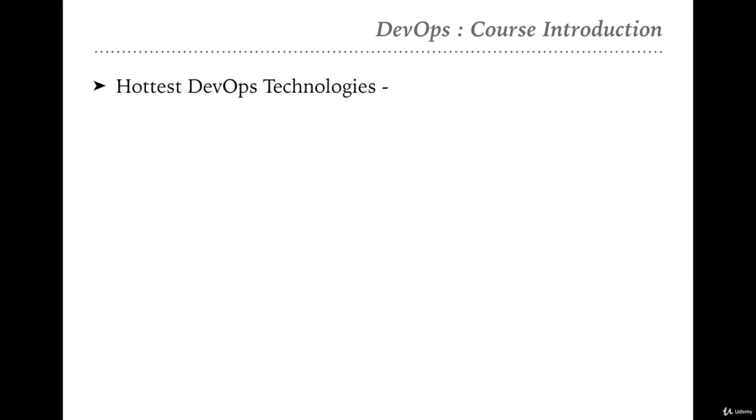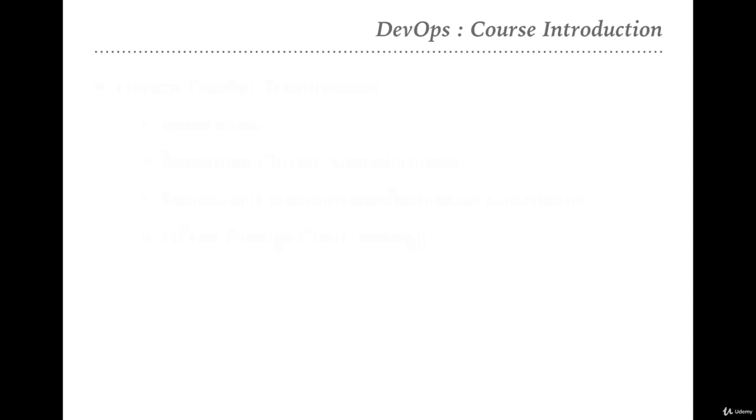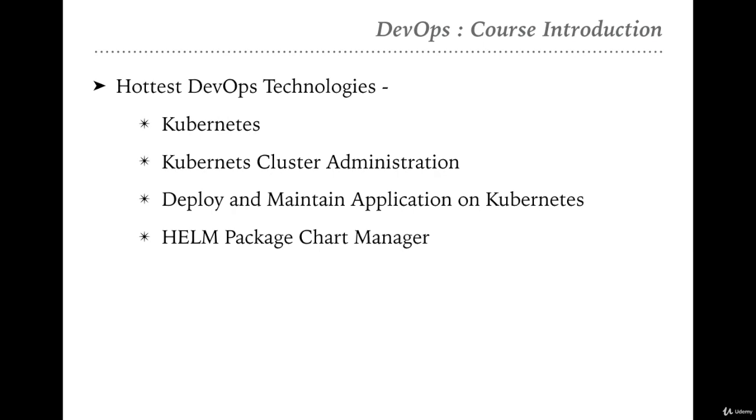Along with Docker, we will learn a few more technologies like Kubernetes, Kubernetes cluster administration, deploying and maintaining applications on Kubernetes, and Helm package chart managers. Inside Kubernetes, we will again work from the basics so that newcomers and beginners can also learn these technologies. We will see how we can set up Kubernetes on a local machine, on AWS, and on GCP. What Kubernetes is, how Kubernetes is helpful, how we can create a Kubernetes cluster, and how we can manage Kubernetes so that other people in our organization can also use it.